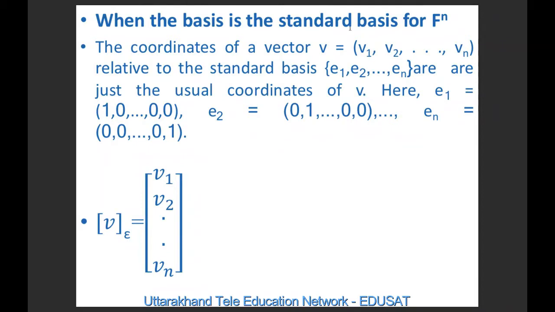When the basis is the standard basis of Fn, the coordinates of v, which is equal to v1, v2, ..., vn, relative to the standard basis e1, e2, ..., en, are just the usual coordinates of v, which are v1, v2 and vn. Here the standard basis e1 is equal to 1, 0, 0, e2 equal to 0, 1, 0, and en is equal to 0, 0, 1. And the column matrix here is v1, v2, ..., vn, which we have denoted by [v]_epsilon. Epsilon I have denoted for the standard basis e1, e2, ..., en.